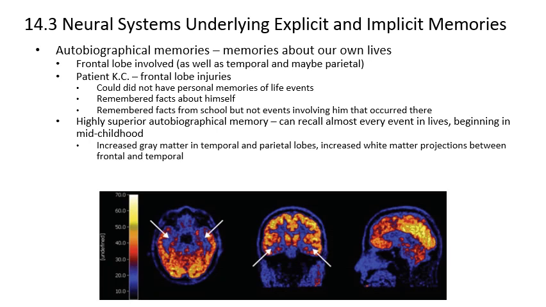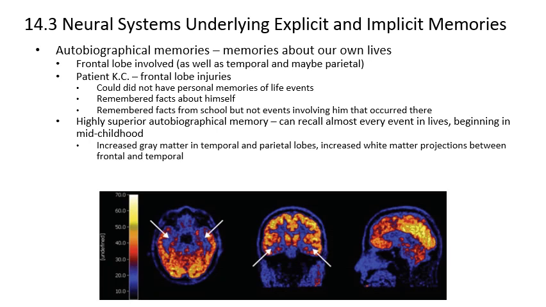Autobiographical memories are memories about our own lives, and these have a unique neural signature as well. The frontal lobes are involved, as well as the temporal and maybe parietal lobes. There was a patient, Casey, who had frontal lobe injuries and couldn't remember any personal memories of life events. He remembered facts about himself and facts about the school that he attended.